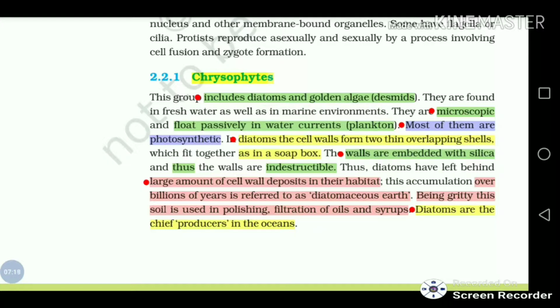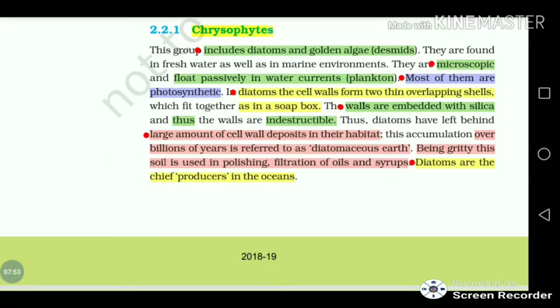Diatoms: the cell wall forms two thin overlapping shells like a soapbox, and these walls are embedded with silica, thus they are called indestructible. Their deposit in their habitat over billions of years is referred to as diatomaceous earth. Since this soil formed by their cell wall deposition is gritty, it is used in polishing and filtration of oil and syrup. The diatoms are also called chief producers in the ocean.